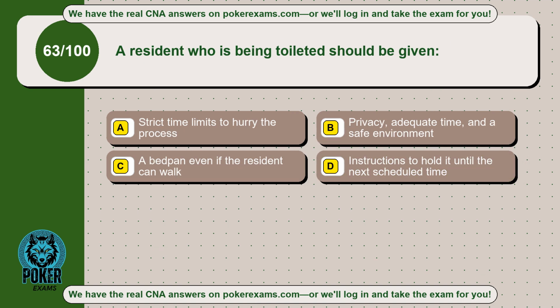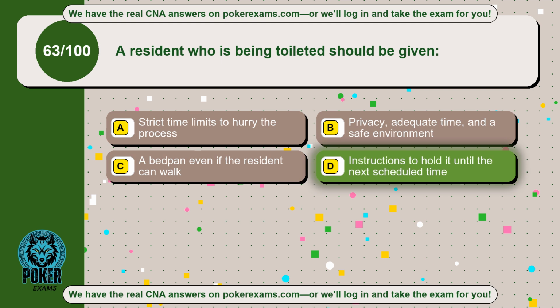Question 63. A resident who is being toileted should be given: Option A, strict time limits to hurry the process. Option B, privacy, adequate time, and a safe environment. Option C, a bedpan even if the resident can walk. Option D, instructions to hold it until the next scheduled time. The correct answer is option D, instructions to hold it until the next scheduled time.